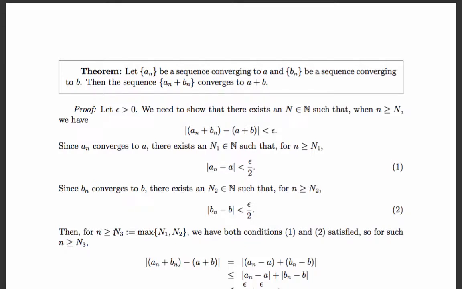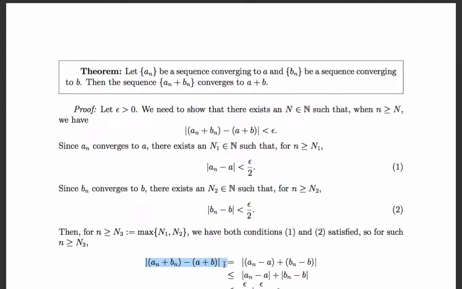We'll let n3 be either n1 or n2, whichever is bigger. Then if n is greater than or equal to n3, which is greater than or equal to n1 and n2, then both this condition is satisfied and this condition is satisfied. Well, if these two conditions are satisfied, let's analyze what condition this satisfies.